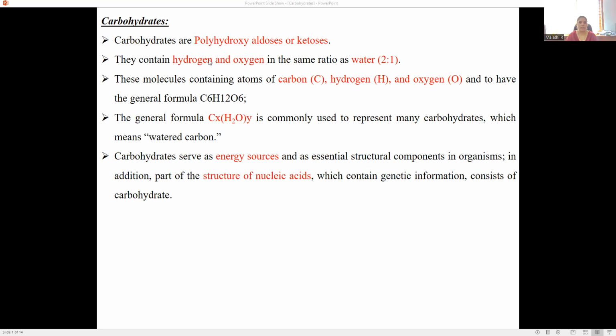They contain hydrogen and oxygen in the ratio of 2:1, as in the case of water, H2O. This carbohydrate molecule will have carbon, hydrogen, and oxygen atoms. The general formula for a monosaccharide, if it is a hexose sugar, will be C6H12O6. And the general formula for any other carbohydrate will be CxH2yOy, where H and O are in the ratio of 2:1, similar to your water molecule.